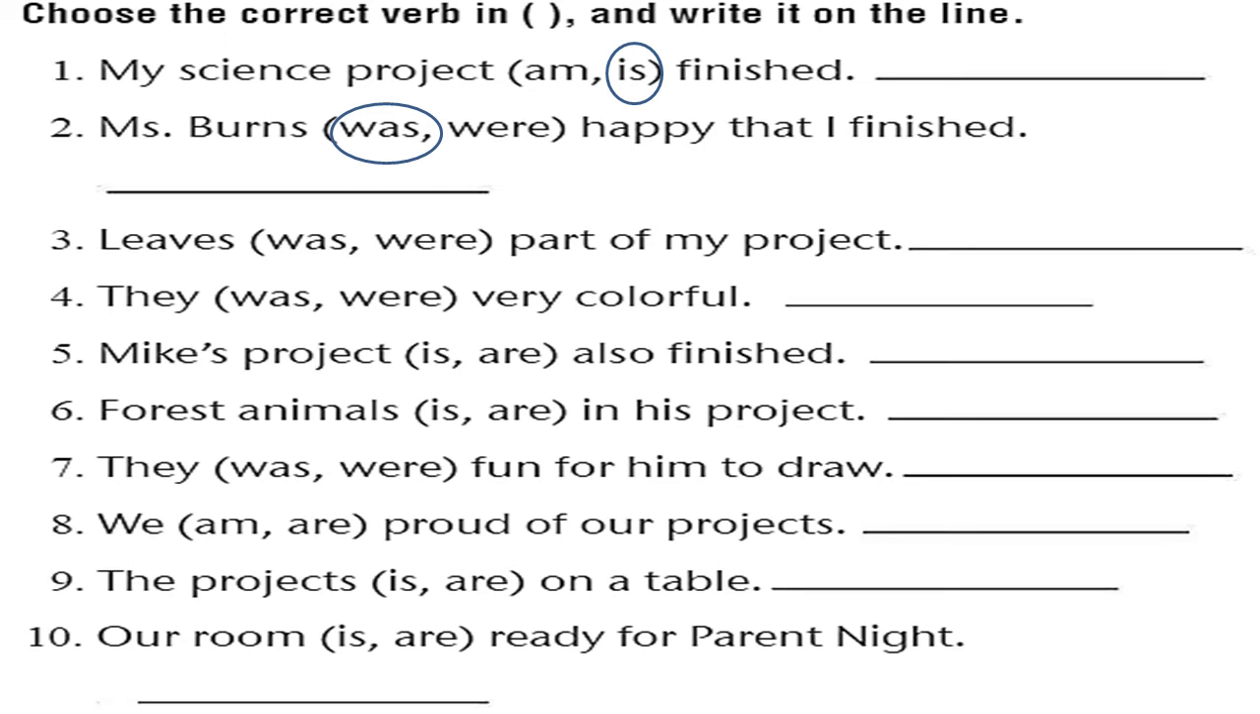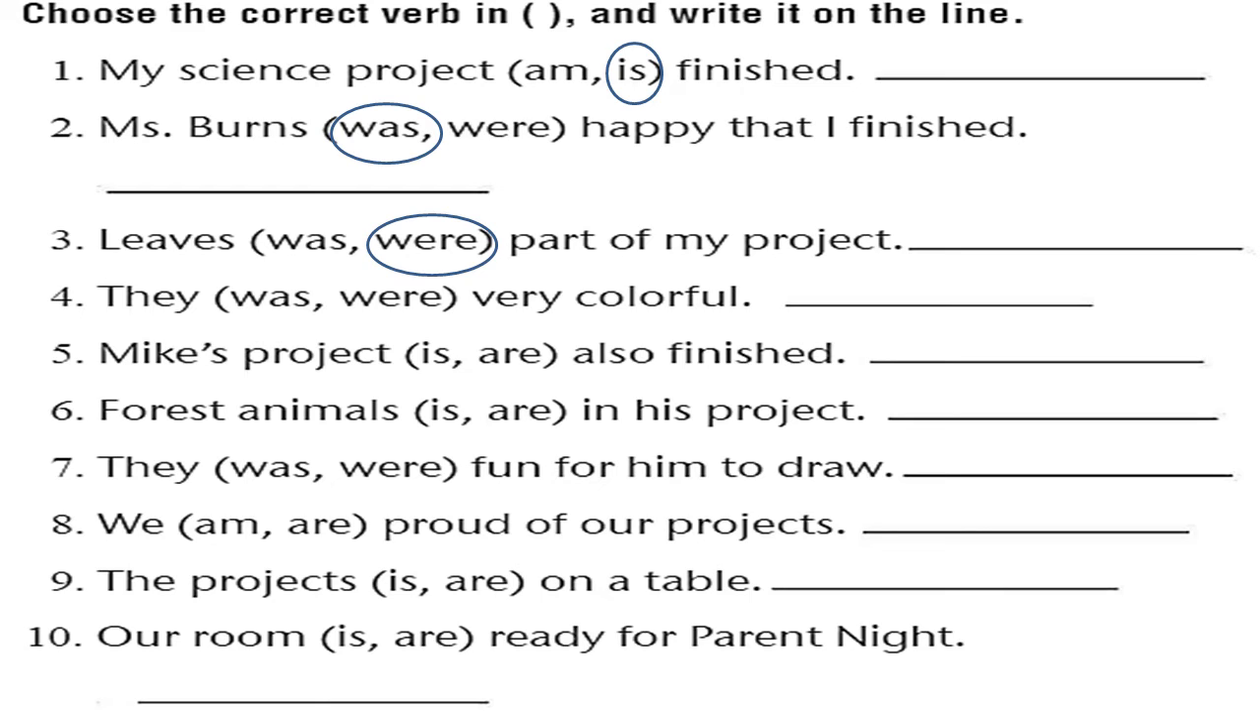Leaves. Leaves was. Leaves were part of my project. Leaves, multiple, right? So that is a plural noun. I'm gonna choose were. Leaves were part of my project. Let's try the fourth and the fifth one, and then I'll leave 6 to 10 on you. Let's see how you do.